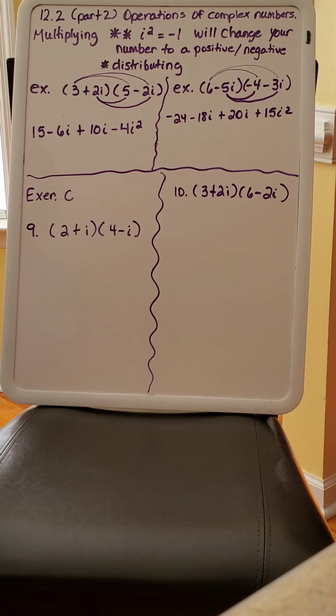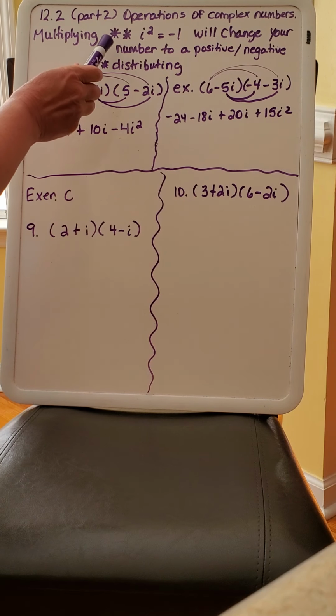Today, 12-2, part 2. So we've already done operations of complex numbers, but it was just adding and subtracting. Today we're going to multiply them. It's a little bit more complex, and that's why I split it up instead of trying to do it all in one lesson. So the main thing to remember here, well, there's two things.